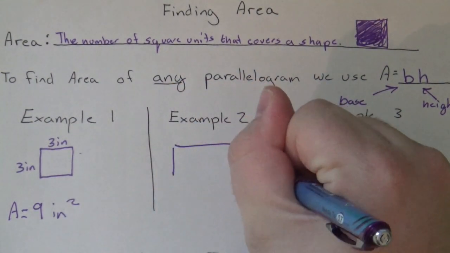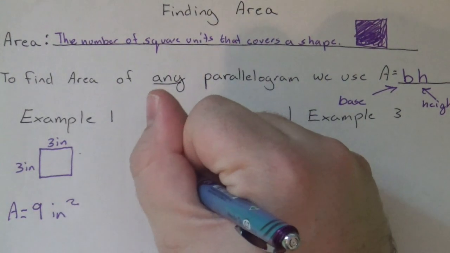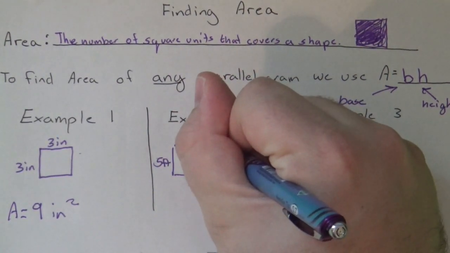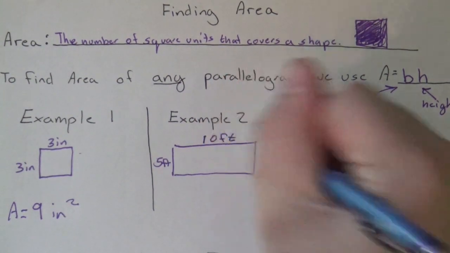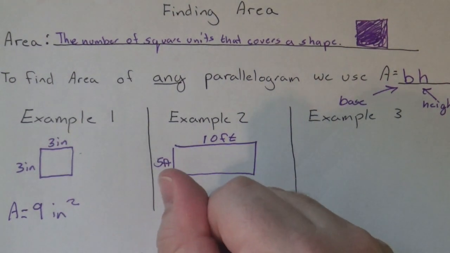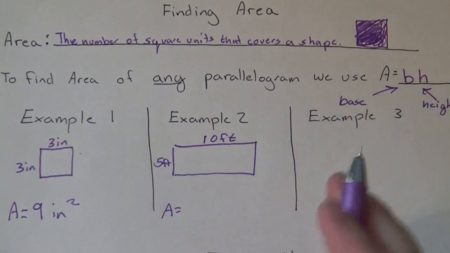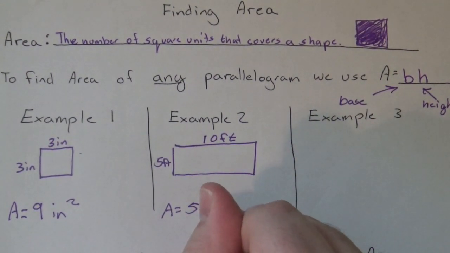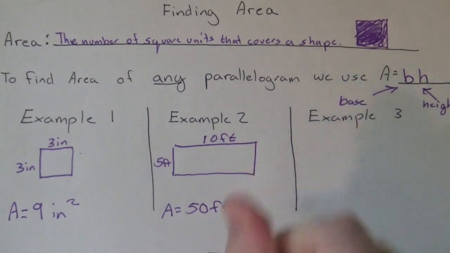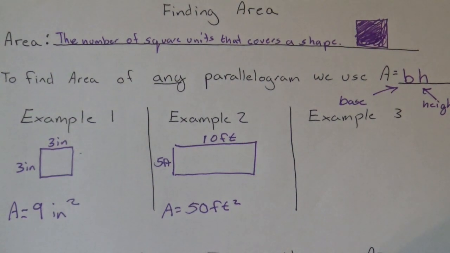This is another type of parallelogram. And I have 5 feet this time, and we'll say that this is 10 feet. I'm just keeping the math easy. All right, well, we know what we're going to do. We're basically going to multiply. We're going to say 5 times 10 gives us 50. And feet times feet, well, that's feet square. So the area of this shape is 50 feet square.